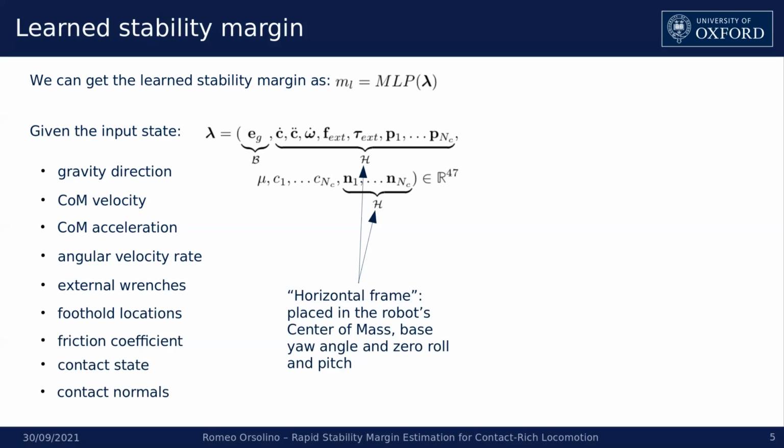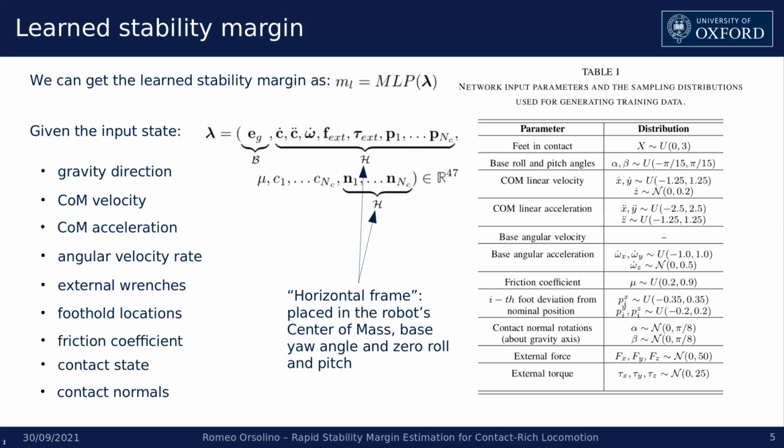The network is obviously only reliable inside the range of parameters it has been trained with. Here on the right, I'm showing the set of distributions used to generate the training set. Using these parameters, the network minimizes the estimation error with respect to the analytical stability margin computed using the iterative projection algorithm.